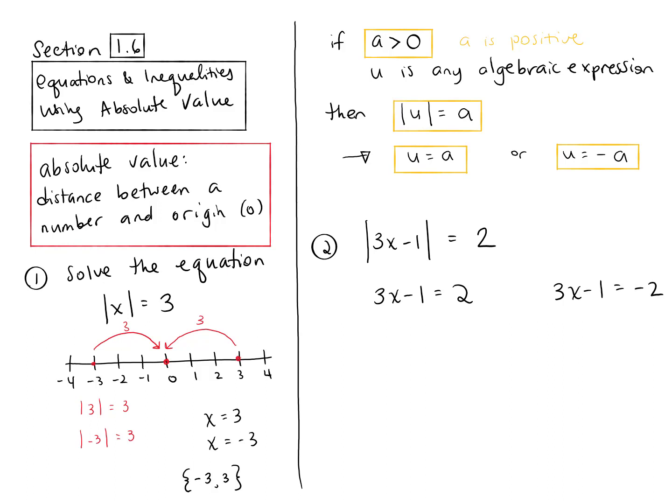Alright, then you want to solve each one of these individually. So we are going to add 1 to both sides, divide by 3, and there we got one of the solutions. I'm going to add 1 to both sides, divide by 3. Here's my second solution, and then I'm going to put both my solutions into set notation.